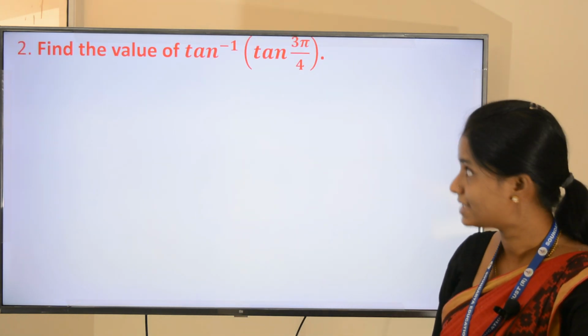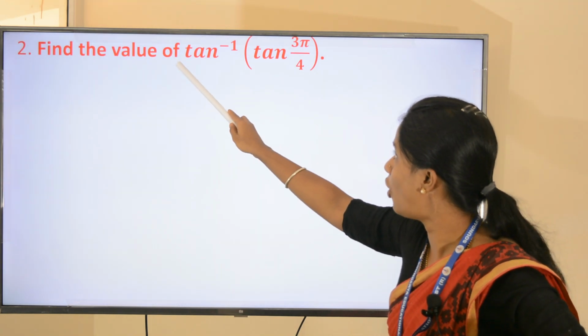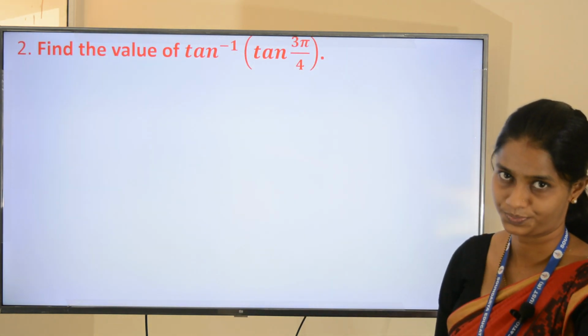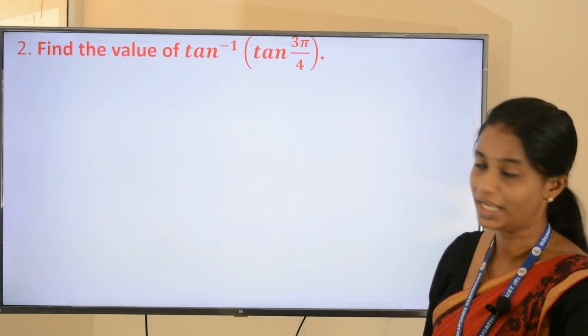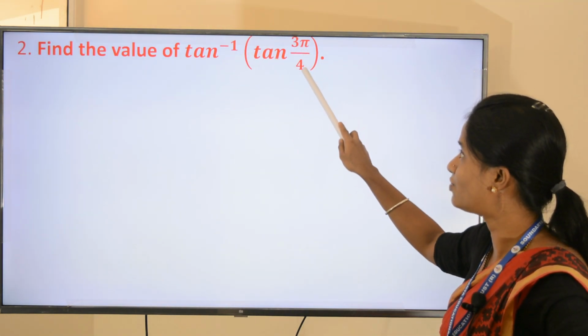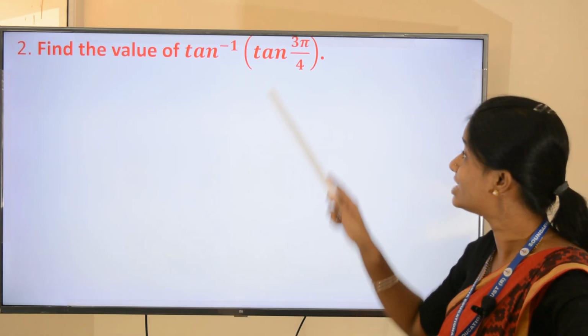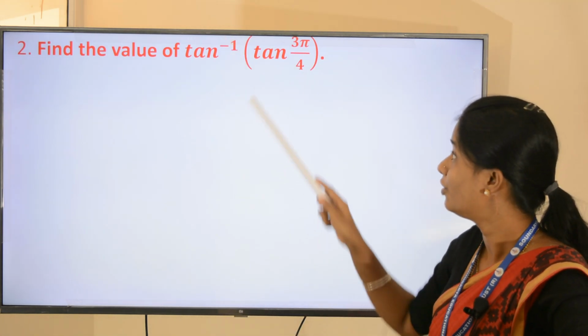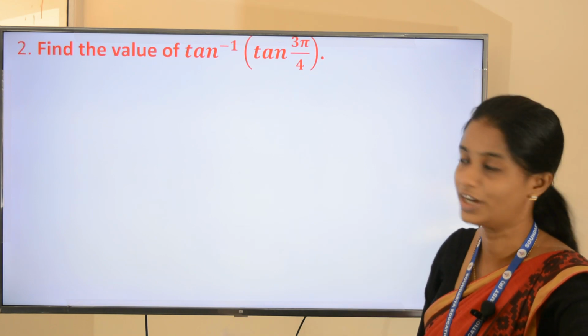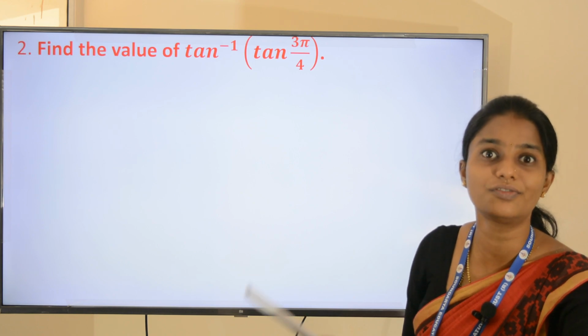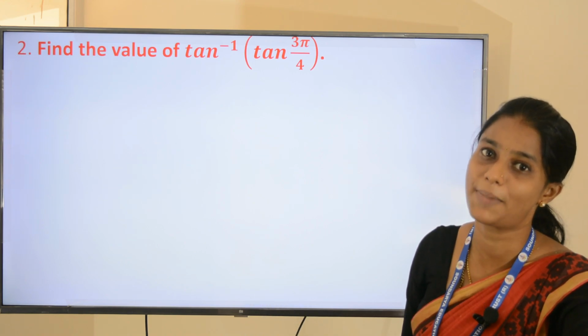Now we'll move on to the second question, students. Second question is, find the value of tan inverse of tan 3 pi by 4. According to the property, tan inverse of tan x, I can write directly x, if x belongs to its principal value branch. For tan inverse, the principal value branch is the open interval minus pi by 2 comma pi by 2.